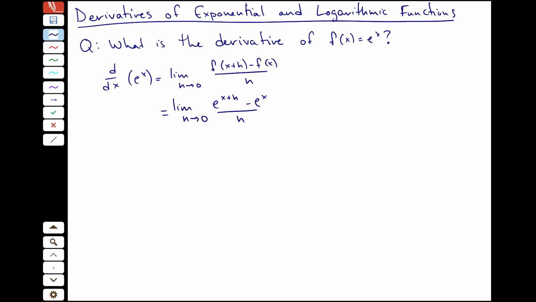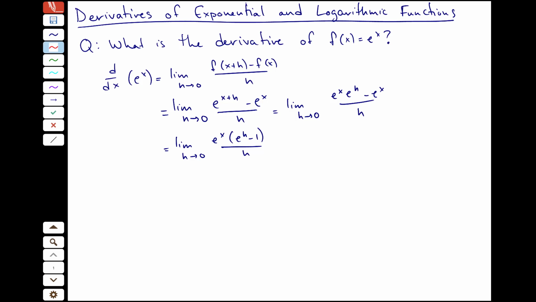Now remember, when we have exponents that are added, we can break up the base by multiplying. So e to the x plus h we can break up as e to the x times e to the h, and then we have the rest of our limit. And then we can factor an e to the x out of both of the terms on the top there. So we have e to the x times e to the h minus 1 divided by h.